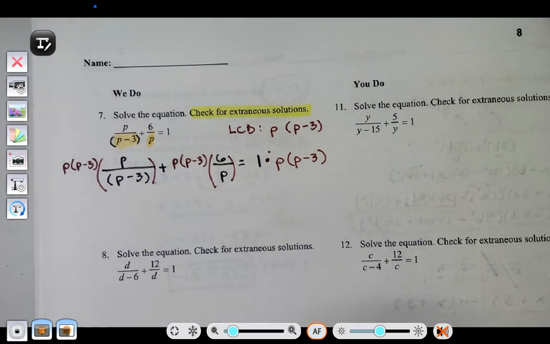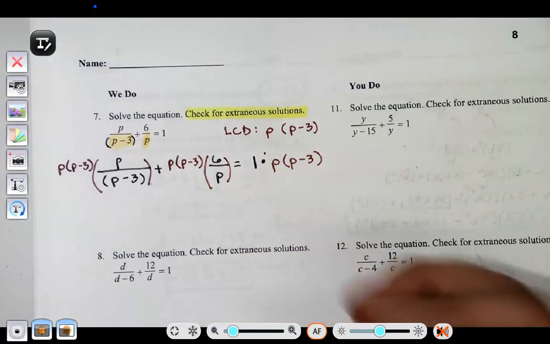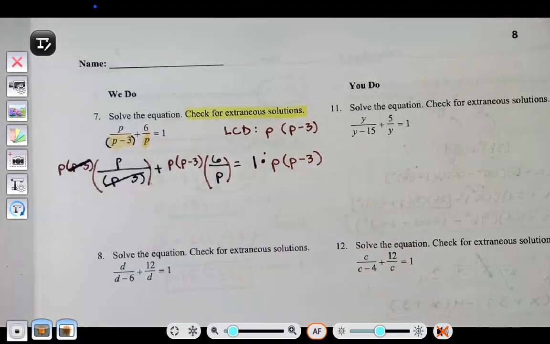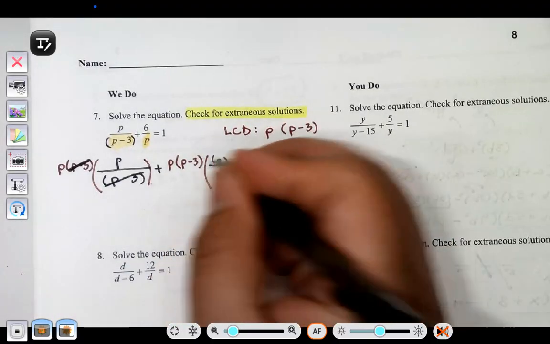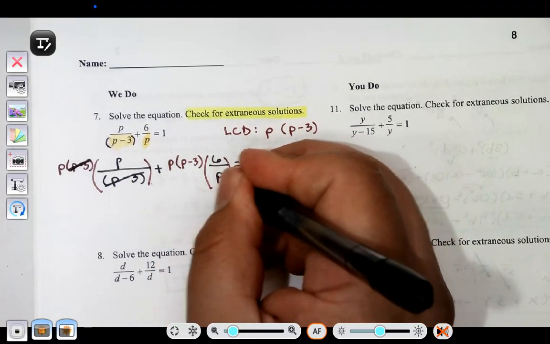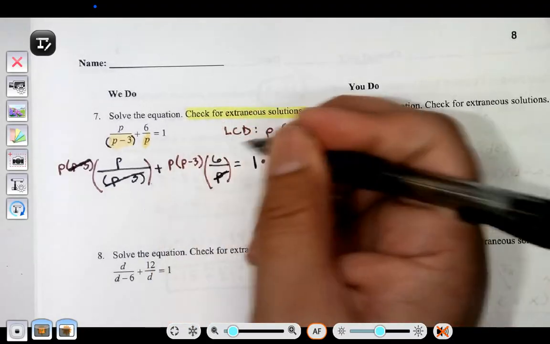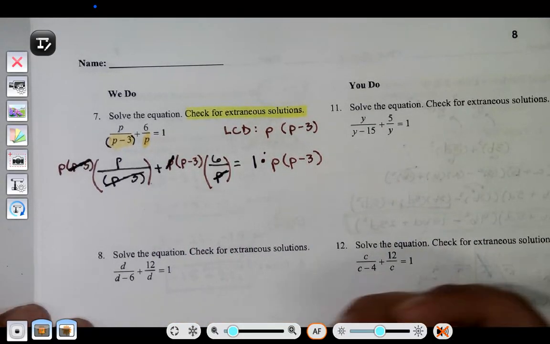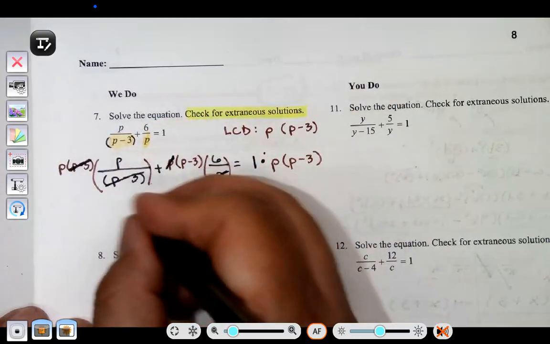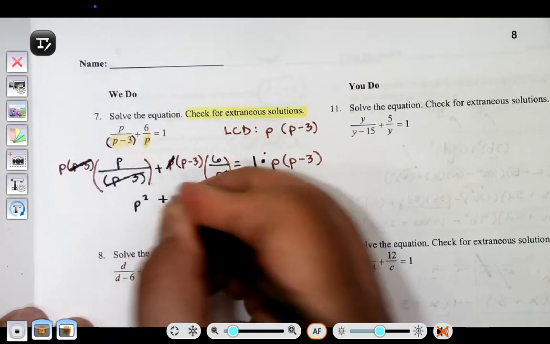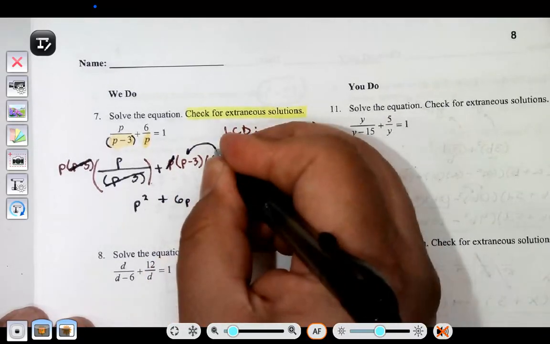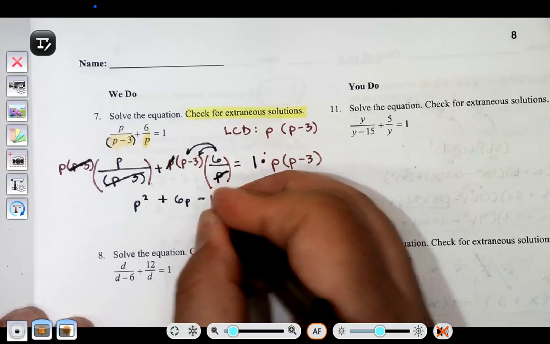And the whole point of this is we should not see any fractions after this. See on this one, the P minus 3 cancels with the P minus 3. Over here, the P cancels with the P right here. And that's it. There is no more canceling. So all I have to do now is do a little multiplication. P times P squared. This one requires a little bit of work. 6 times P is 6P. 6 times 3 is 18.